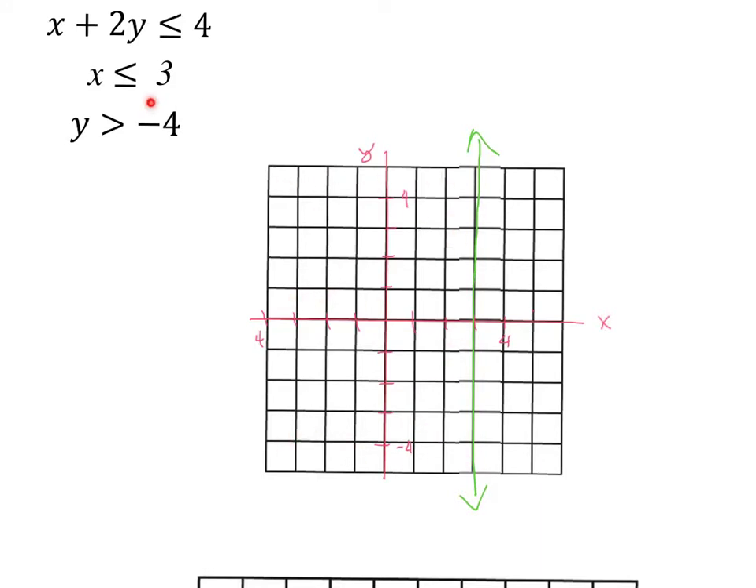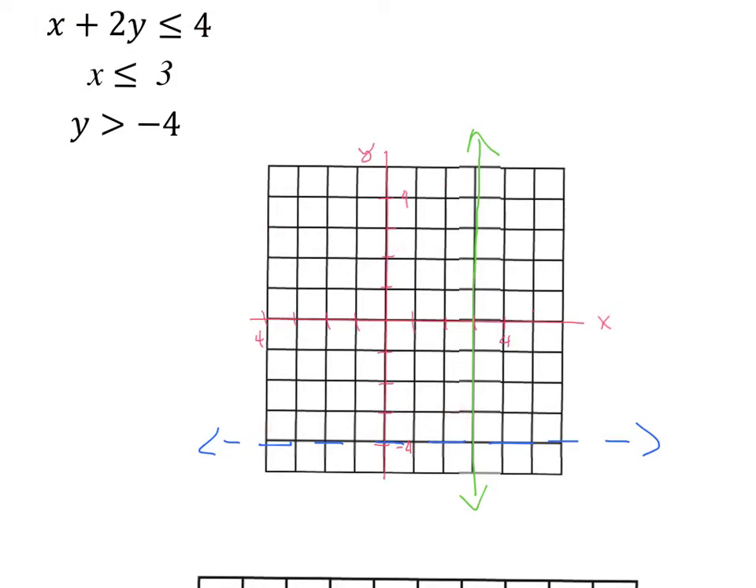And now I'm going to graph y greater than negative 4. So let's go ahead and do that. I'm going to go to negative 4 and create a dashed line here. Greater than would be everything above. So so far the only thing that's overlapping for these 2 lines is this space in here.